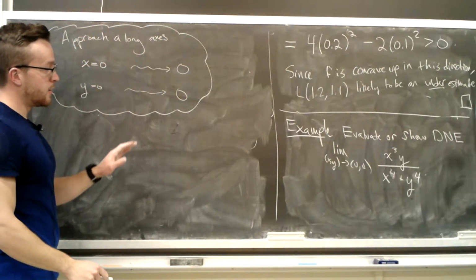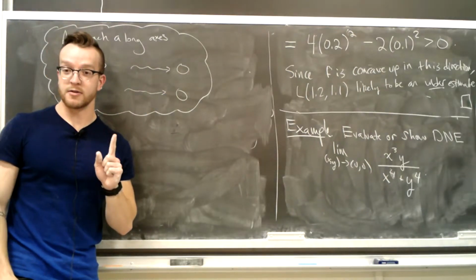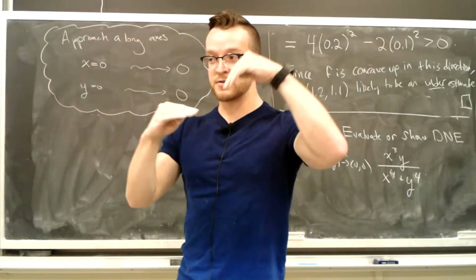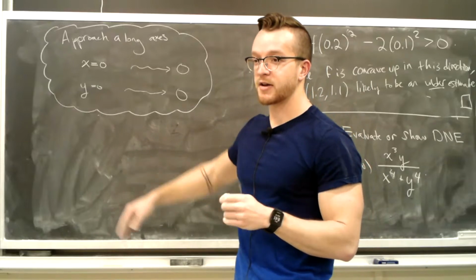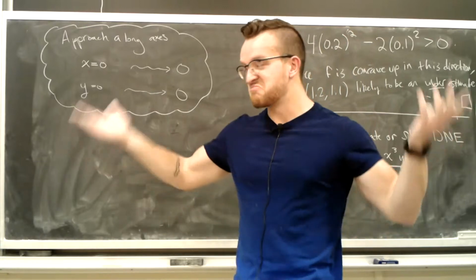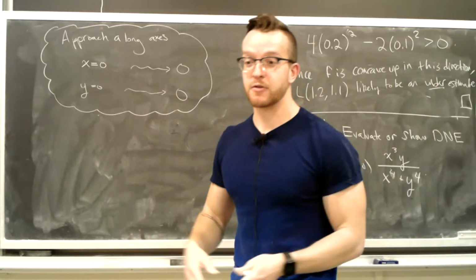Now, this doesn't tell me anything. The fact that both approaches are going to give 0, and like I said, I'll write this up more carefully in a sec, but the fact that they're both approaching 0 doesn't mean that the limit equals 0. It means we don't know.